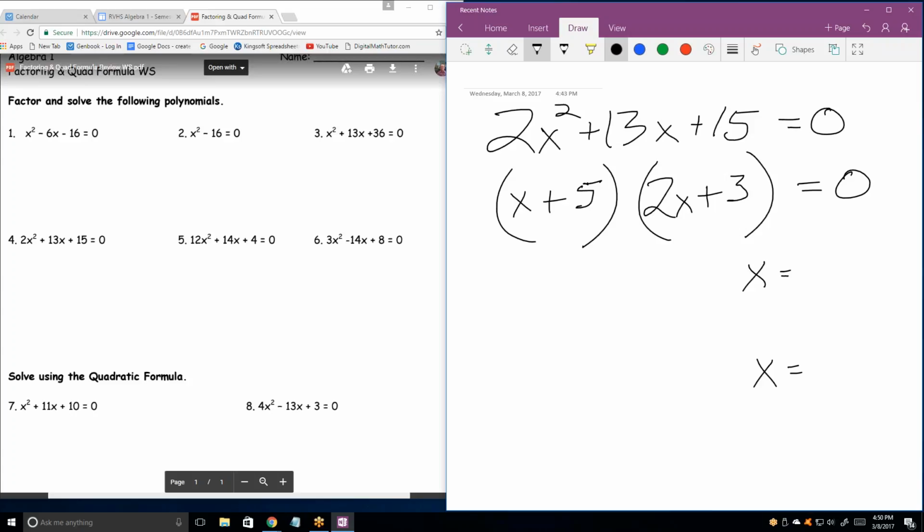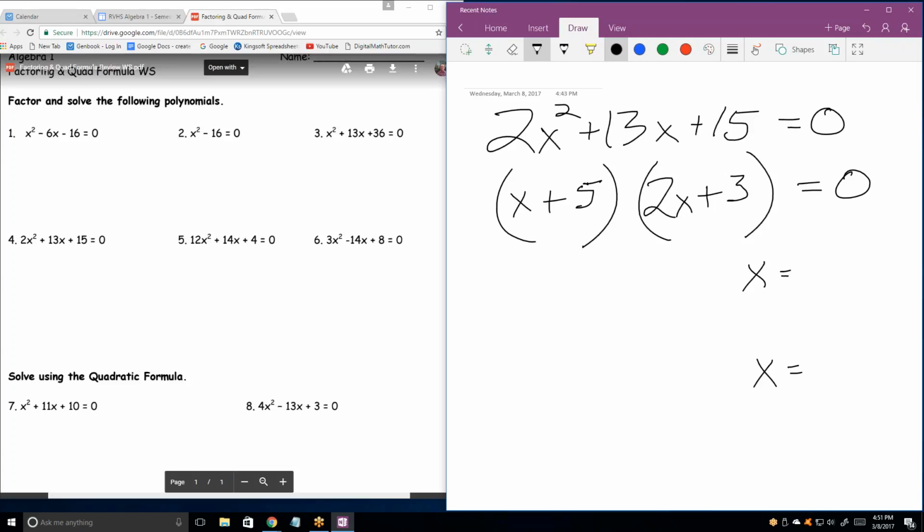And you almost always have two solutions when you're dealing with quadratics. If you were dealing with cubics, you would have three solutions. If you're dealing with a linear, you'll only have one solution. So you usually have as many solutions as the degree of the polynomial.